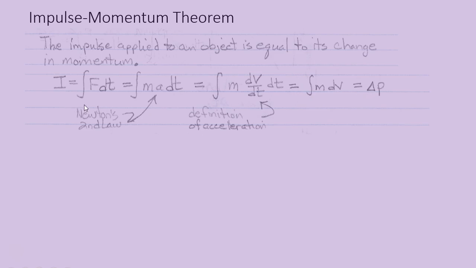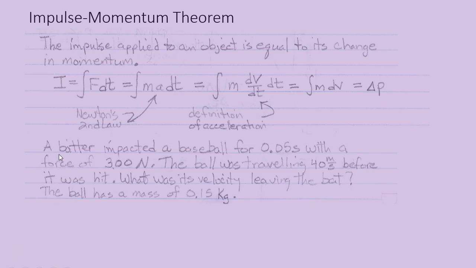This is our basis for the impulse-momentum theorem, which, if you think about it, makes a lot of sense conceptually. We know that applying a net force for a period of time to an object changes its motion, so it makes sense that it also changes its momentum, and the amount by which the momentum changes is equal to the force times how long you apply that force.